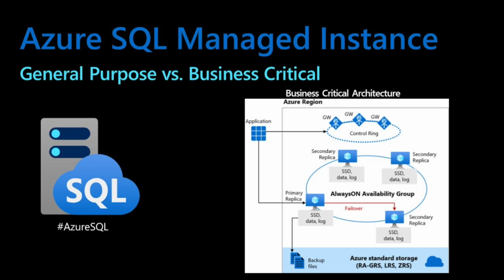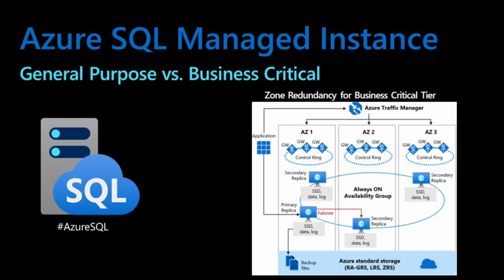And then we still have our backup files that are going to be stored inside of a storage account that you can configure to have local redundant storage, zone redundant storage, or read access geo-redundant storage. The other thing that you are going to get with the business critical tier is the option to enable zone redundancy here.